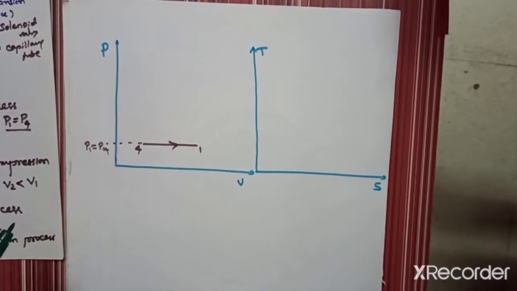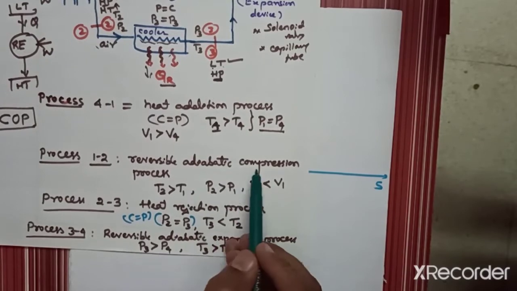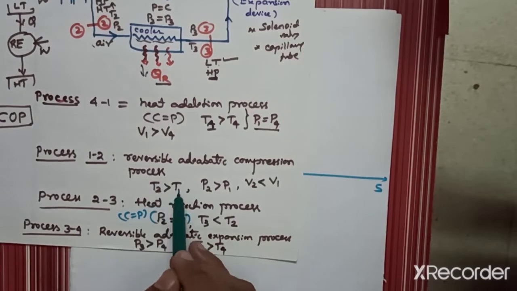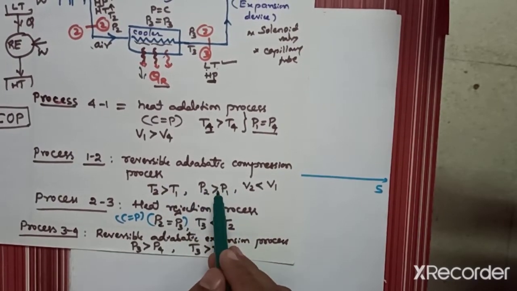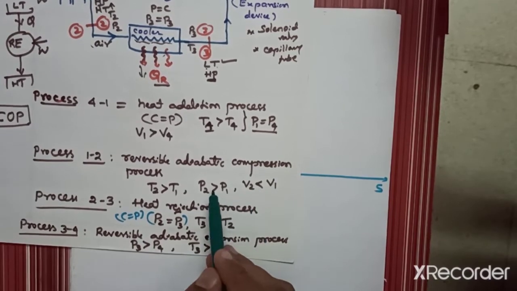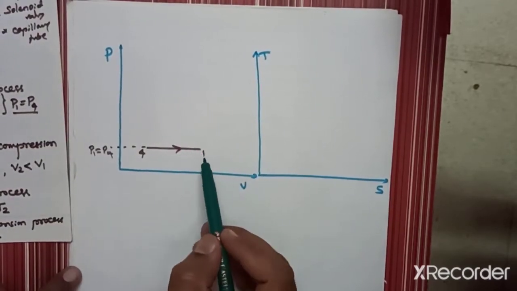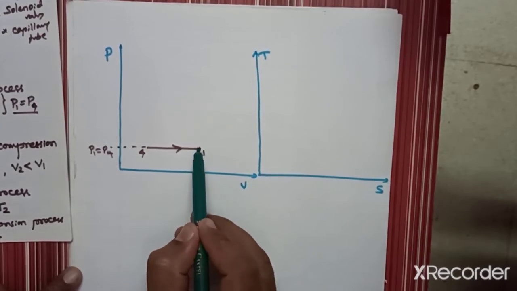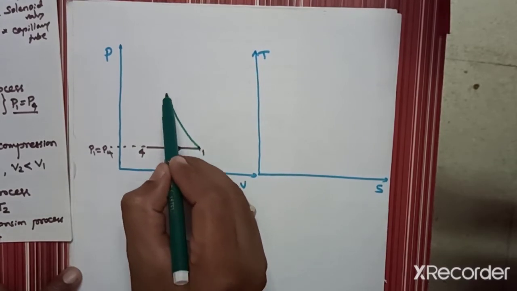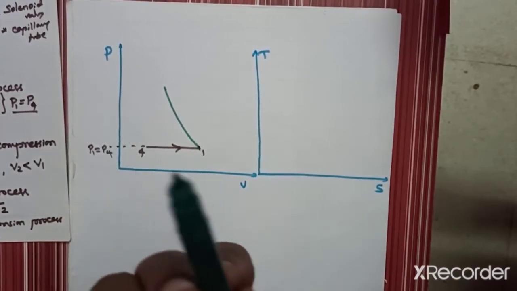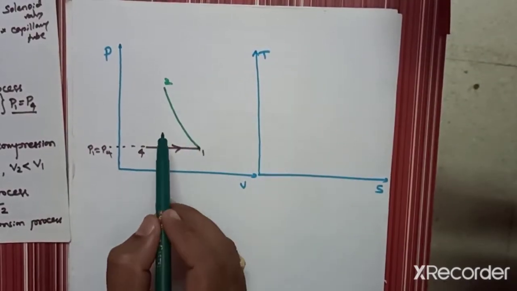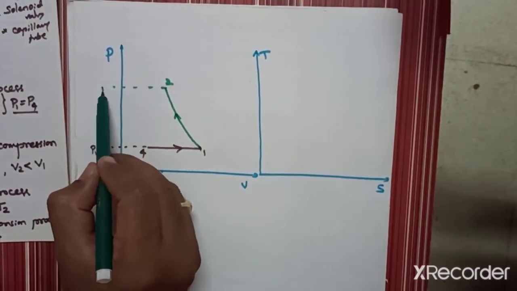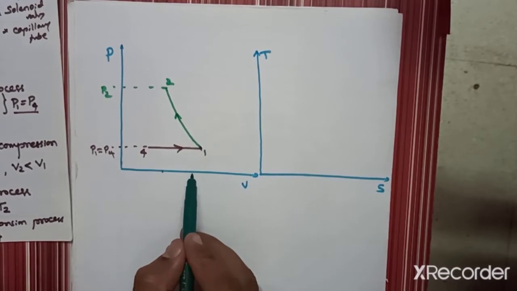Then the second process is reversible adiabatic compression process. During adiabatic compression, the temperature increases as well as the pressure, and volume should decrease. So 1 to 2 I will represent with volume decreasing. We will start from point number 1. Volume should decrease as well as the pressure should increase. So here it is 1 to 2. Here volume is V2 at point number 2 and pressure is P2. So pressure increases, volume decreases.